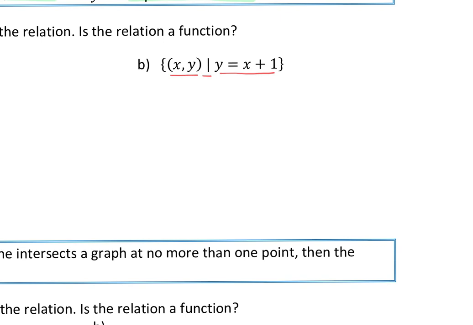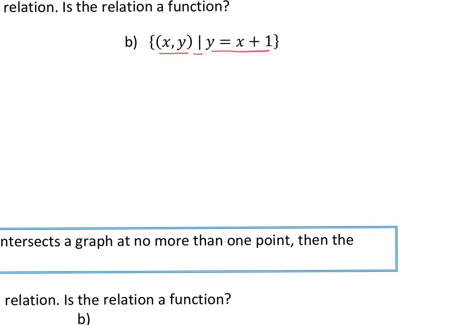When you have an equation and you're trying to figure out domain and range, it can be a little bit difficult. Let's think about this.